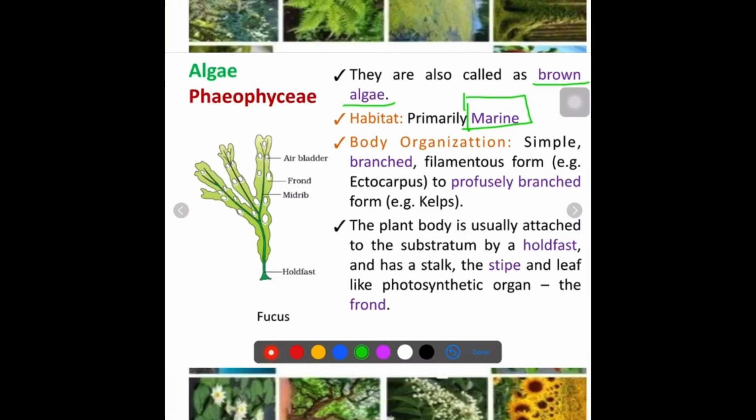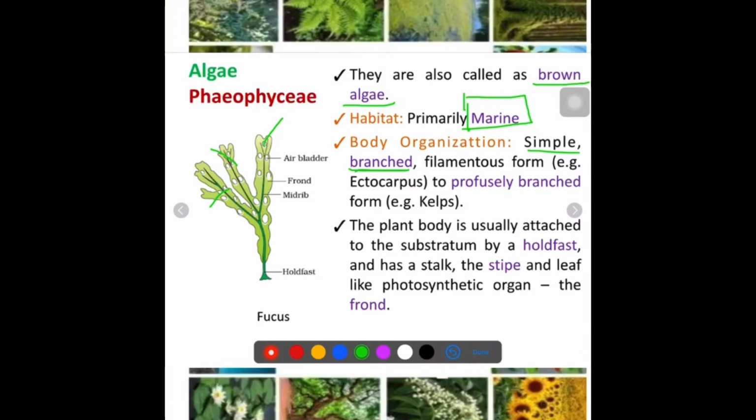Now come to the body organization. If you see, its body organization is very simple, but it is branched. So here you can see different branches are going to be formed. Okay, these are the different branches which are going to be formed. So it is simple, but it's branched. And when it is a branched filament form, it just has 1 to 2 branches.